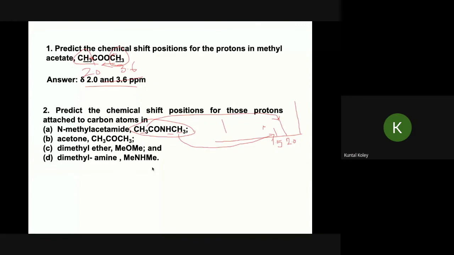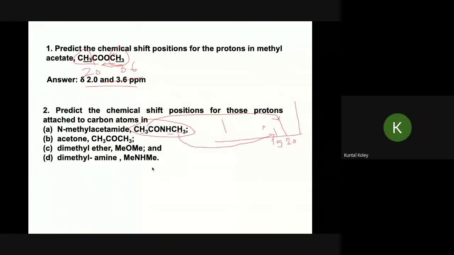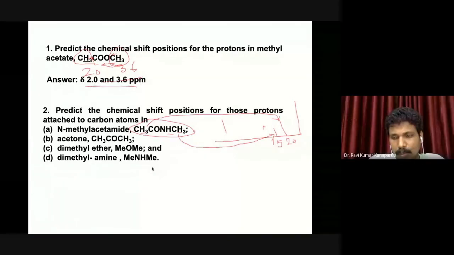Who is Kuntal? Yes, sir. What is the position of NH proton according to you? 7, 8. 5 to 9, sir. So you have to really remember and memorize those numbers. Study, remember, and we are interpreting the data. So these are the four things that are required for you in the organic chemistry data.